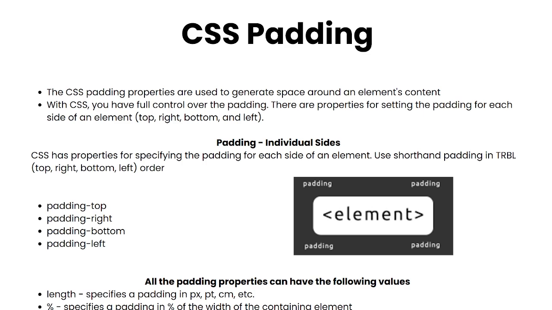CSS padding properties are used to generate space around an element's content. With CSS, you have full control over the padding. There are properties for setting the padding for each side of the element: top, right, bottom, left. And as you can see here, there's an image that shows you how padding is involved around the element or the content. Let's take a look.